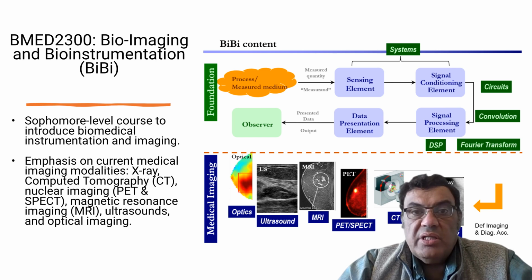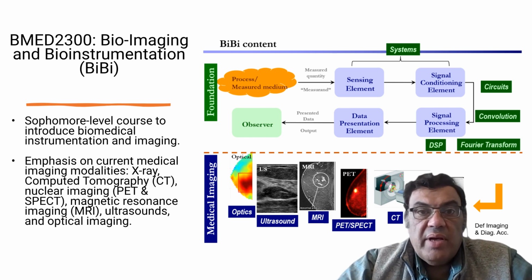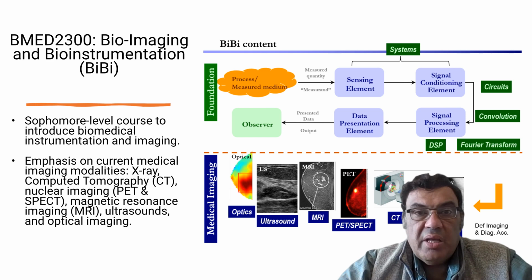BMED 2300 is a sophomore level course that introduces biomedical engineering students to instrumentation and medical imaging. The course first builds a technical foundation in measurement systems, signals and systems, circuits, sensors, Fourier analysis, sampling, and filtering. Students then apply these foundations to major imaging modalities, including X-ray CT, PET and SPECT, MRI, ultrasound, and optical imaging. So, the course is not only about learning different imaging modalities. It helps students understand how physical signals are generated, measured, processed, and converted into biomedical images.